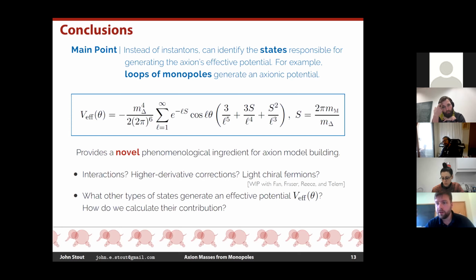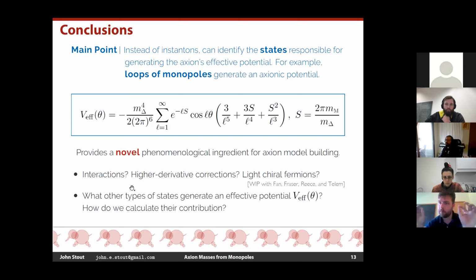virtual monopole contribution to these axionic effective potentials, which takes this form. And usefully, it gives a new phenomenological ingredient for axion model building. So there's a bunch of future questions that we'd like to understand. How do we incorporate interactions into this picture?